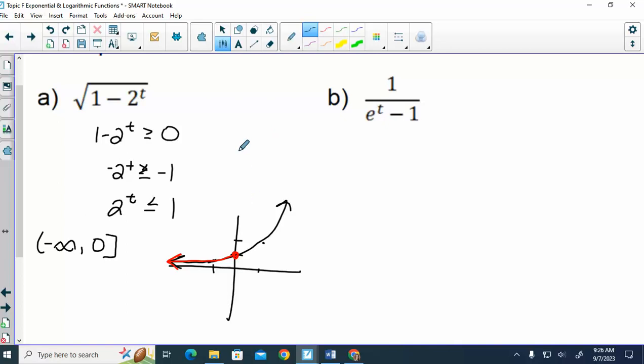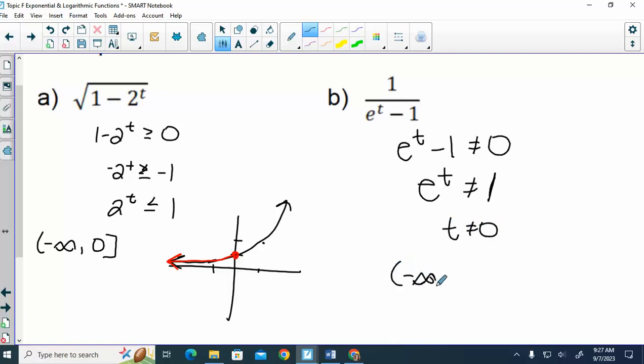B. If you have a fraction, what do you know? So e to t can't equal 1. What makes this 1? E to what power would equal 1? So t can't be 0. So negative infinity to 0, union 0 to infinity. Everything except 0.